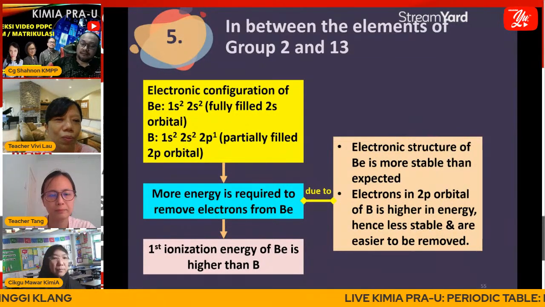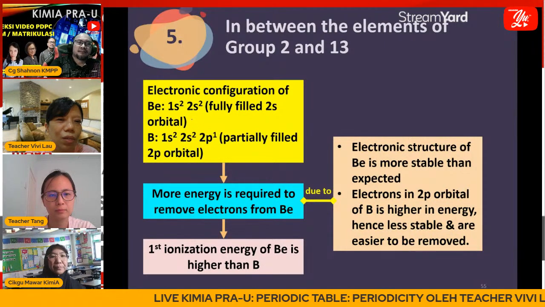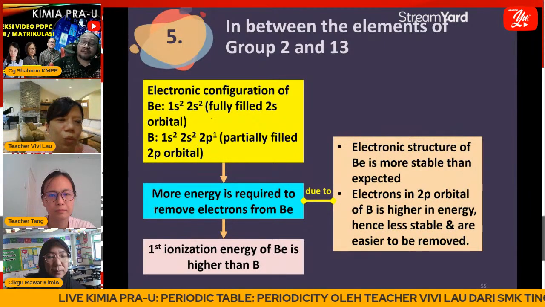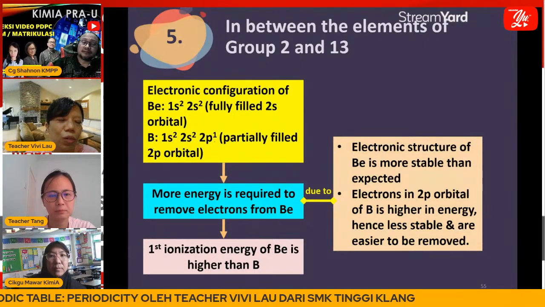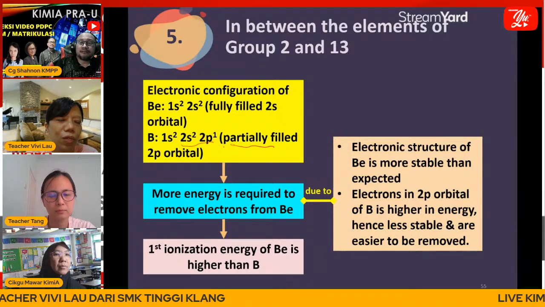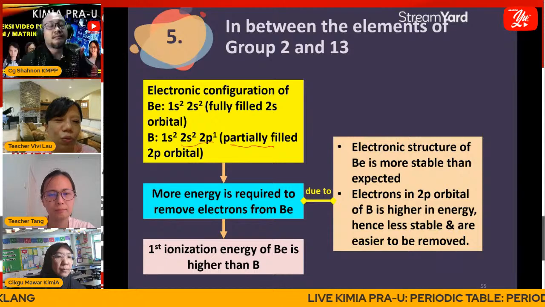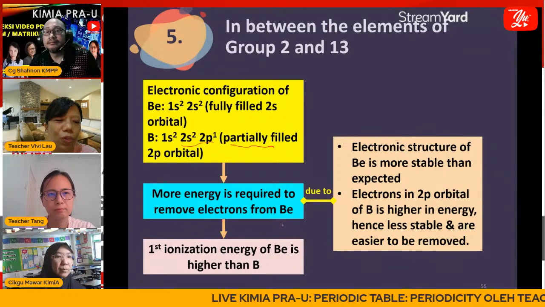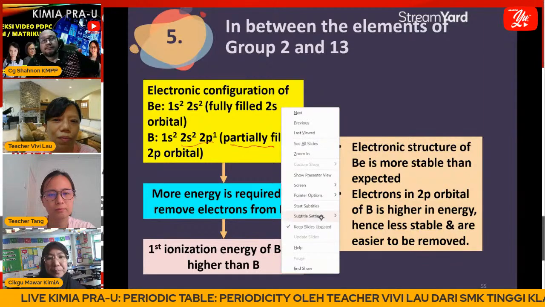So beryllium has a stable 2s2 configuration. The 2s2 configuration is more stable than the group 13 one, boron. Boron is 2s2 2p1, so it's partially filled, less stable. Beryllium is fully filled, more stable. So you need more energy to remove the electron from beryllium. So first ionization energy of beryllium is higher.